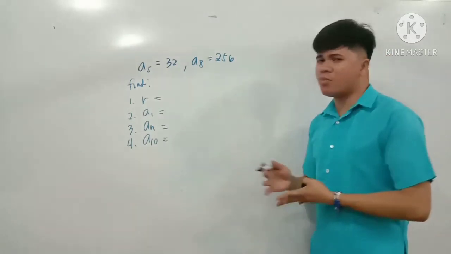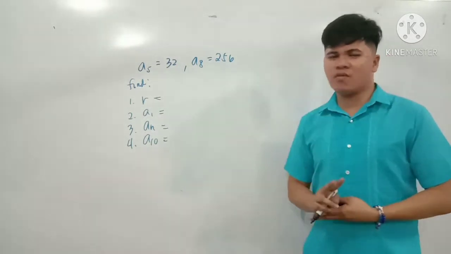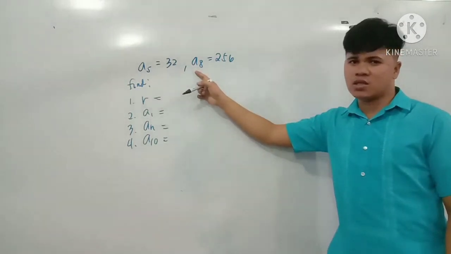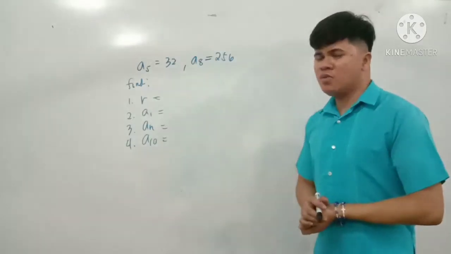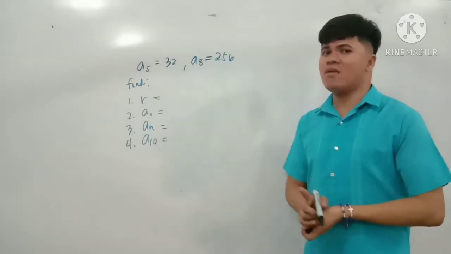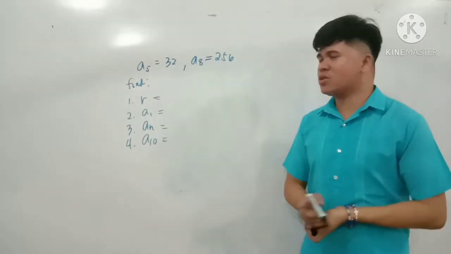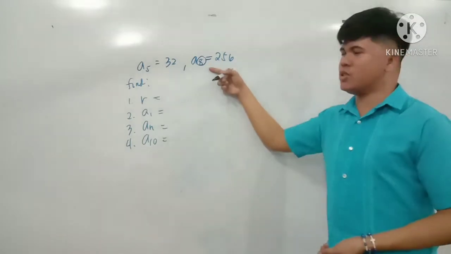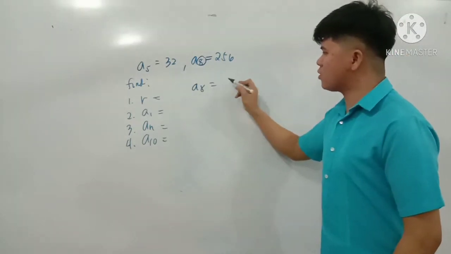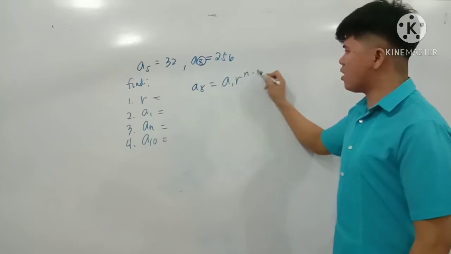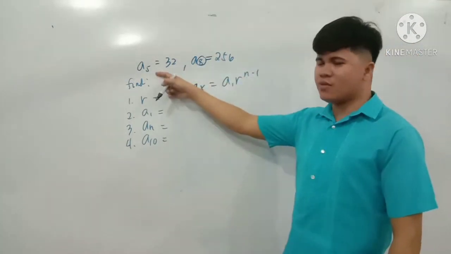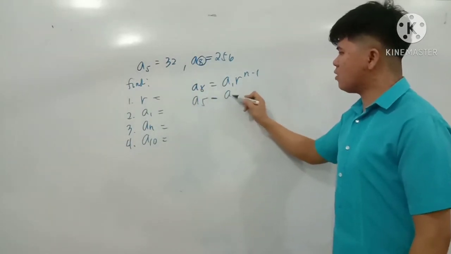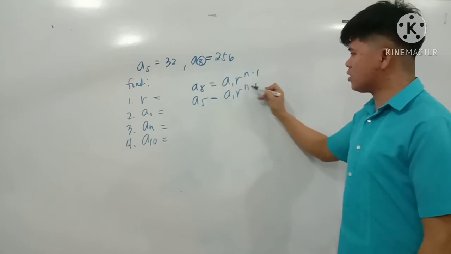So in dealing with this example, we must derive two equations first, meaning an equation for a sub 5 and an equation for a sub 8. This time, your first equation must have the highest given term. From the given terms, our highest is a sub 8, so we take this first. We have a sub 8 equals a sub 1 times r raised to n minus 1. Then to be followed by the other given term, a sub 5: a sub 5 equals a sub 1 times r raised to n minus 1.